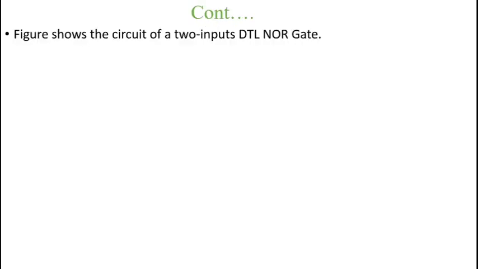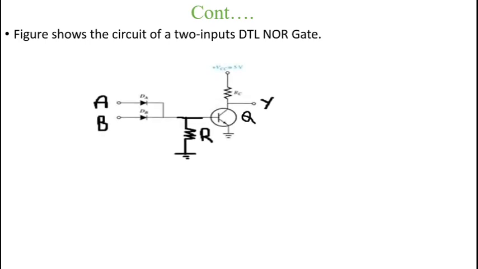In this way we are designing the two input DTL NAND gate. Next we are discussing the two input DTL NOR gate. The circuit diagram of the two input DTL NOR gate is shown in the figure. Here we are using two diodes and one transistor, and we are collecting the output. Next we discuss the operation of this NOR gate.